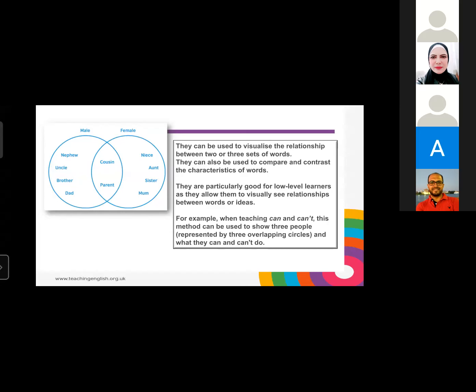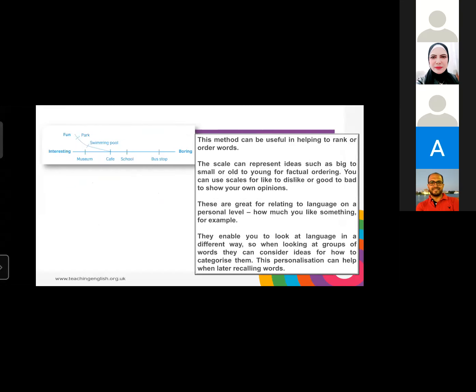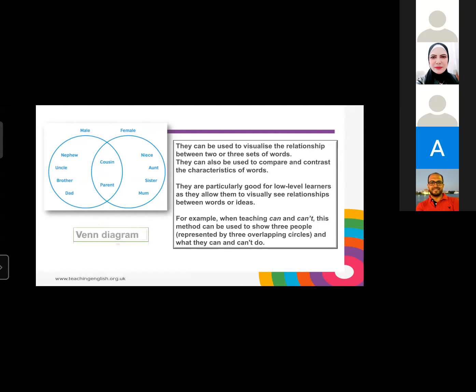Yes. Why is it important, Mr. Muhammad? I think when my students see this diagram, they will remember, what you call visual memory. Yeah, exactly. Yes.